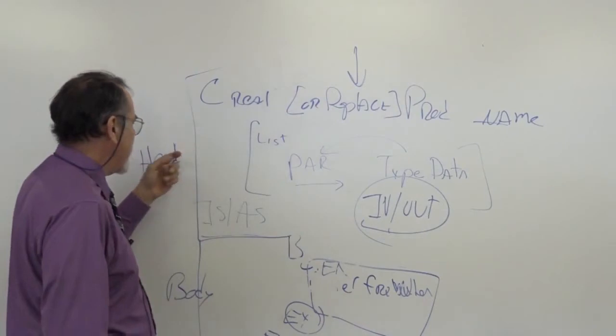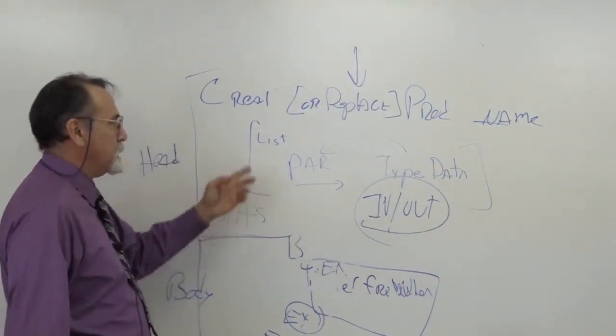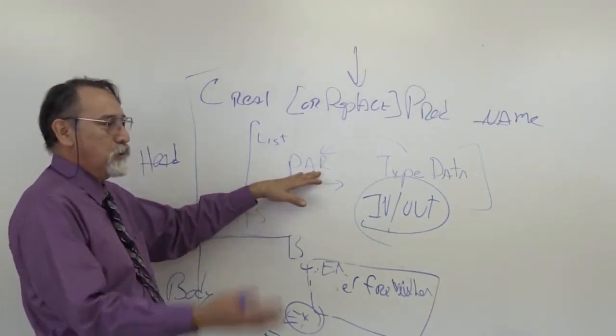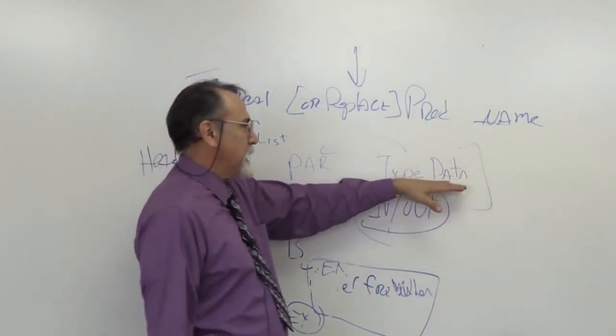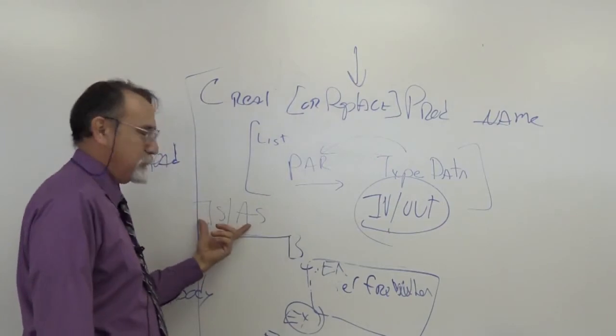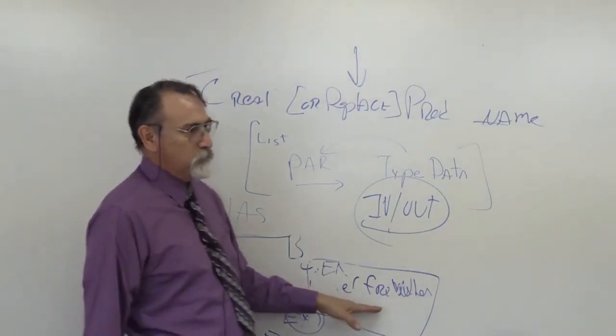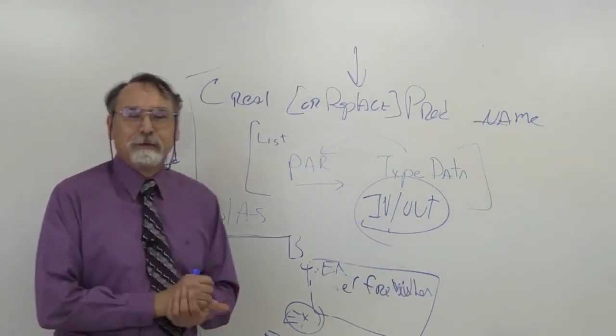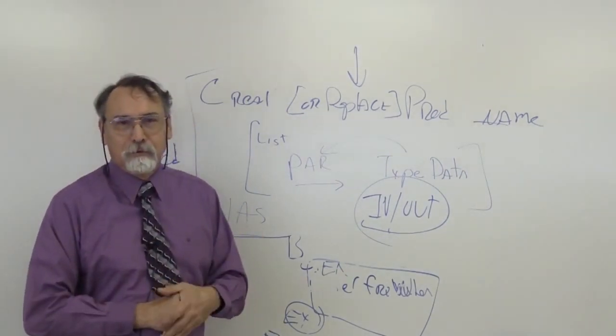So once again, you have the header, you have the body, you have the construct of the syntax, you have the parameters that are going to hold the information, you have the type of data you're going to be using, you have to tell it the mode, the executable process, and the exception. I think that about concludes this issue on procedure.